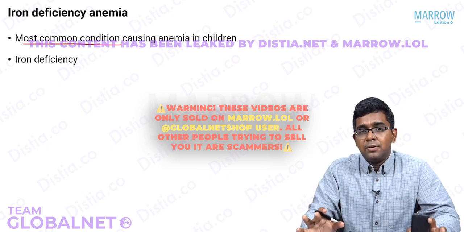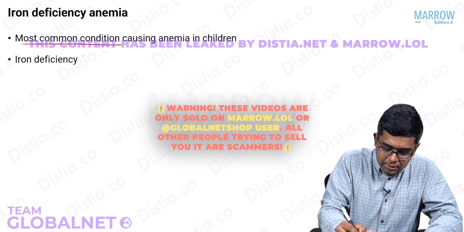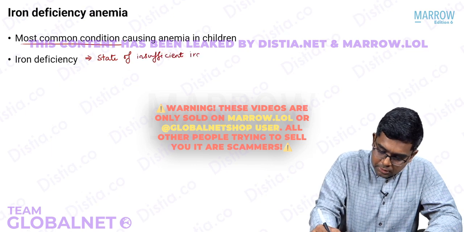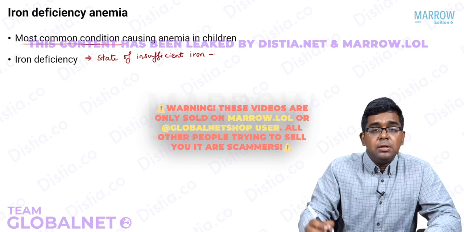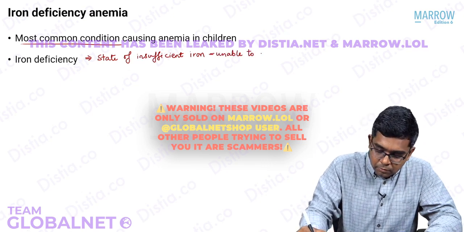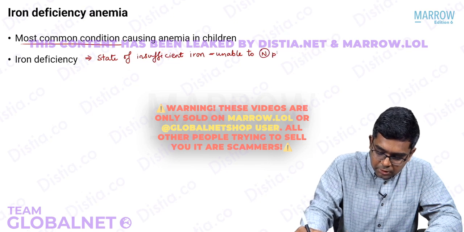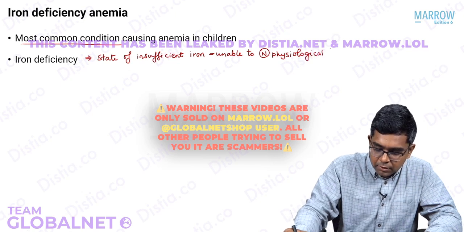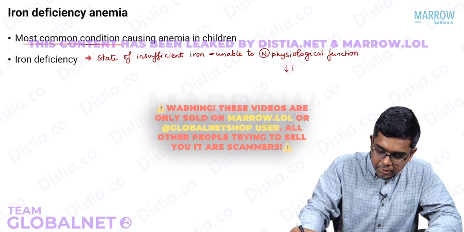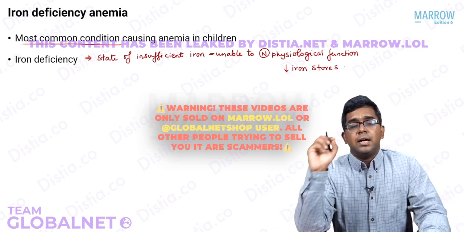Now, what is the meaning of iron deficiency? Iron deficiency is a state of insufficient iron, such that it is unable to maintain the normal physiological functions of iron, and it is also characterized by low levels of iron stores in the body. This is the complete definition of iron deficiency.